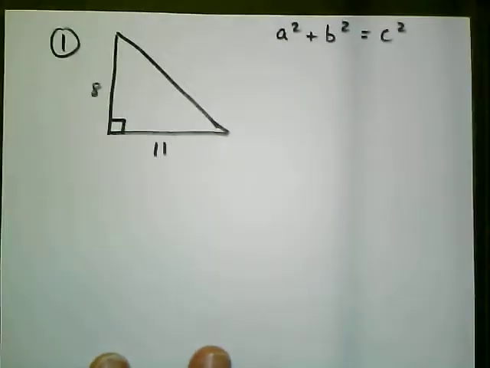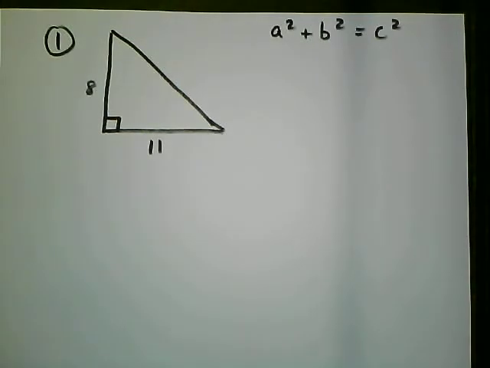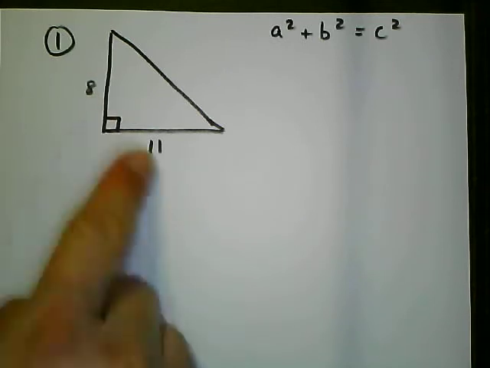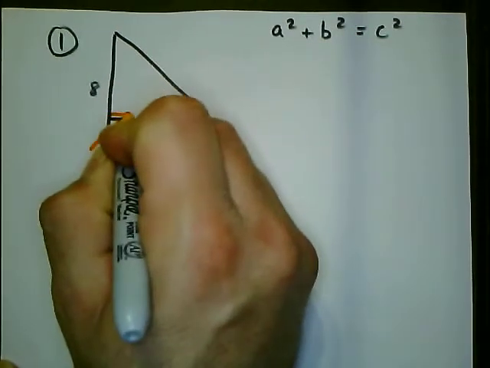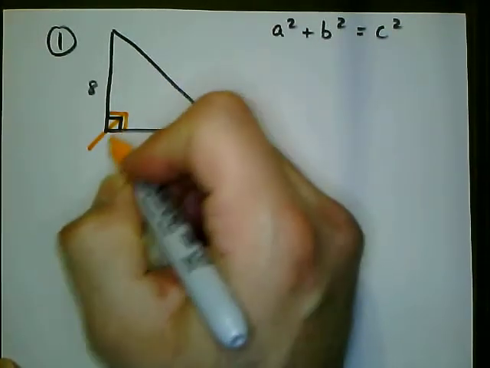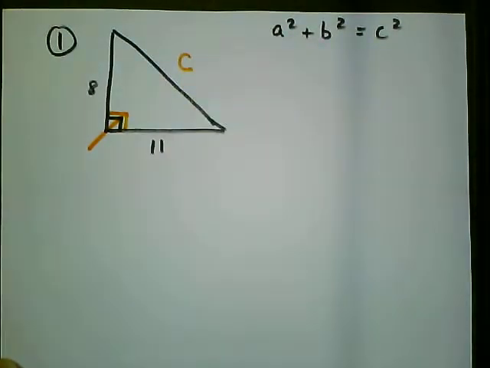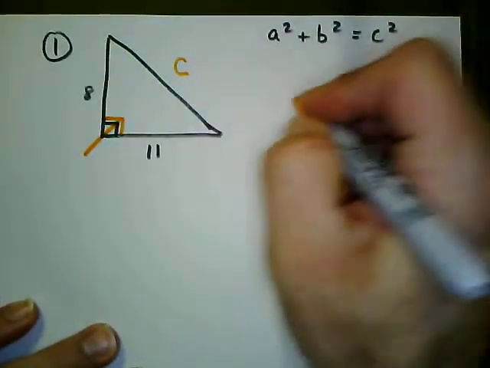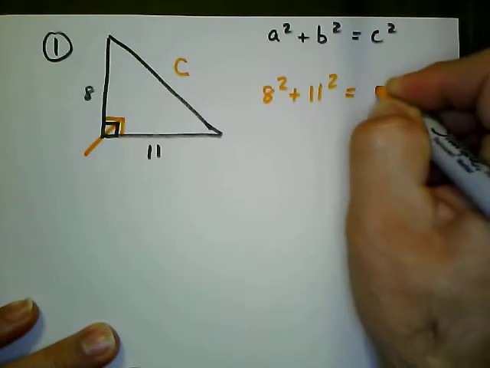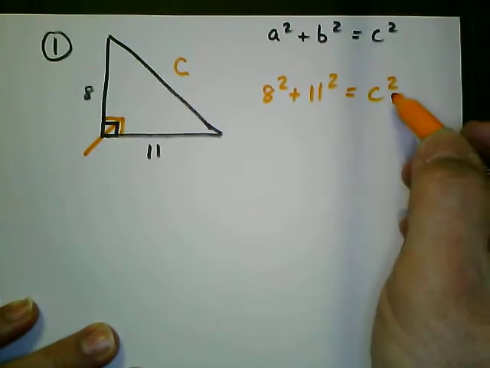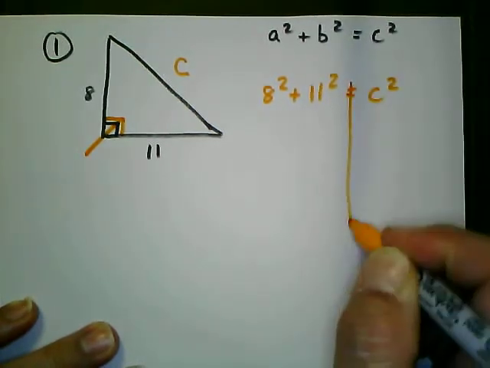So let's look at number one. Now, 1, 2, and 3 are going to run exactly the same. They're going to be both legs. So the easiest thing here to do is, there's my arrow, my arrow points to my c side. Well, there's no number there, so I have the c. So I have 8 squared plus 11 squared equals c squared, because I don't have the c, so I need to make sure there's a c squared there.